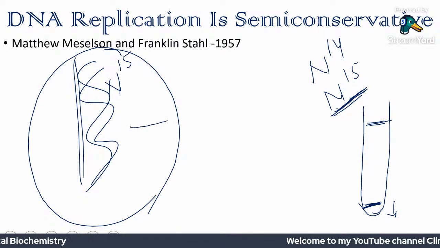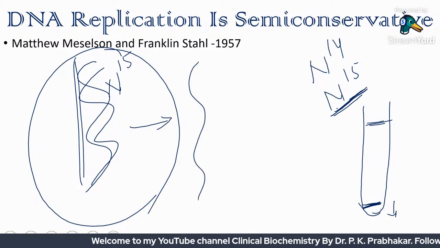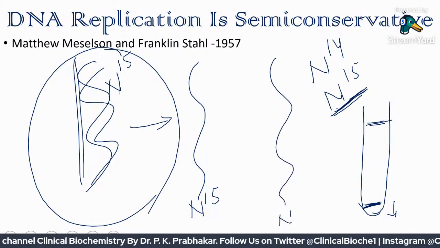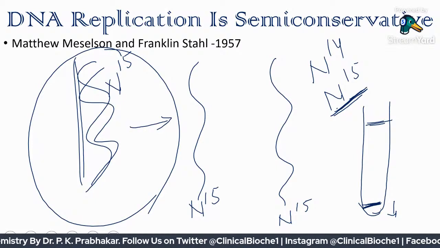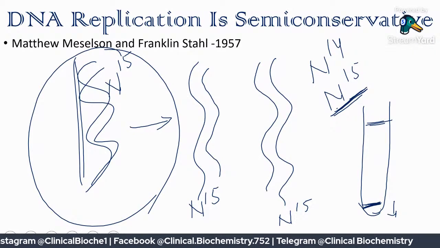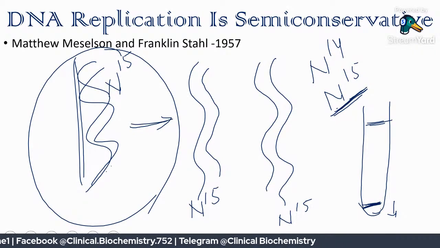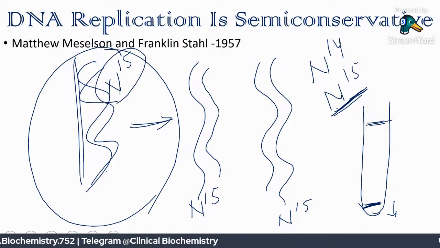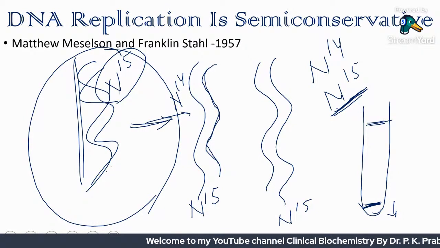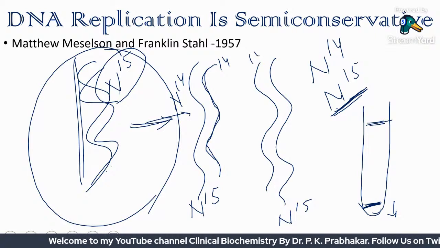Now if this bacteria is going for replication, what will happen? One strand of DNA contains N15, another strand here contains N15, and because our replication is semi-conservative, a complementary copy will form here. For this generation, this bacteria which has N15 DNA is grown in a medium which contains only N14, no N15. So this newly formed DNA is containing N14. So this is N14 and this is N14.